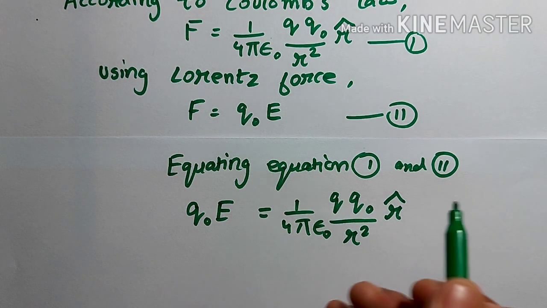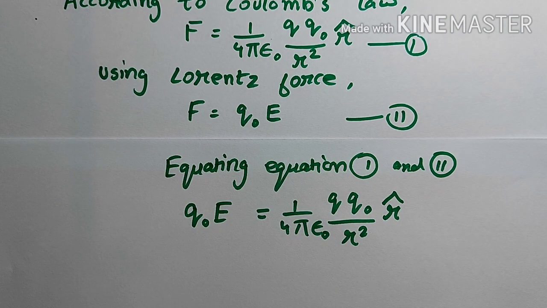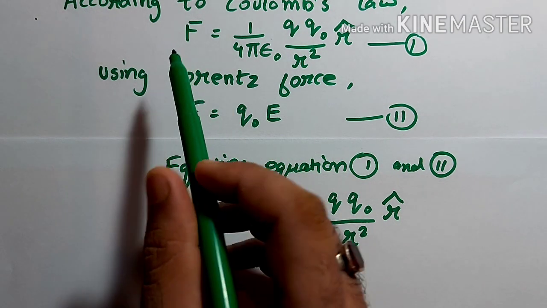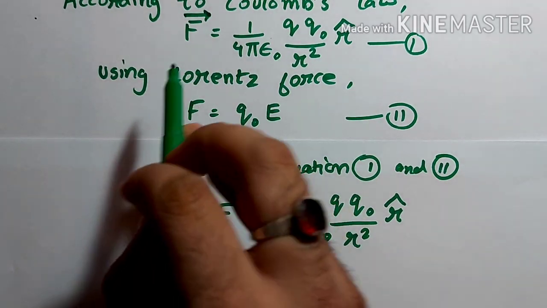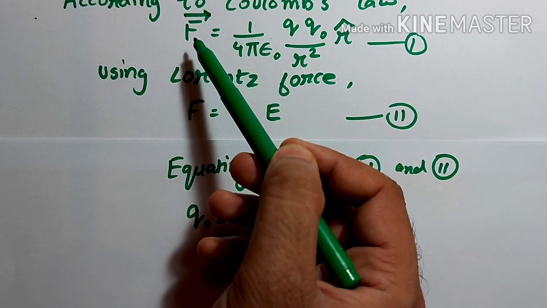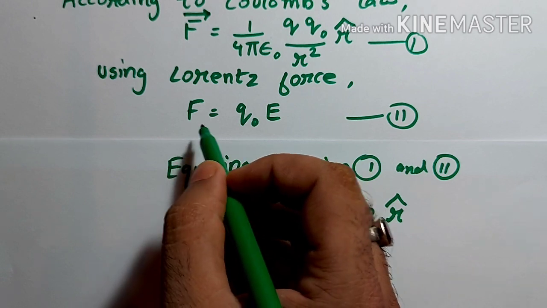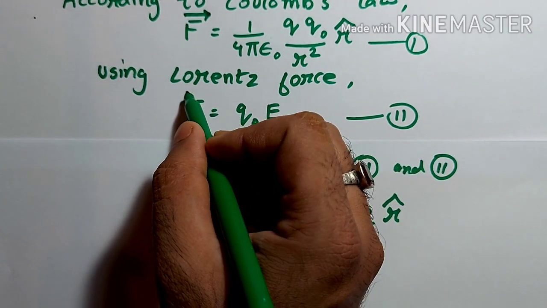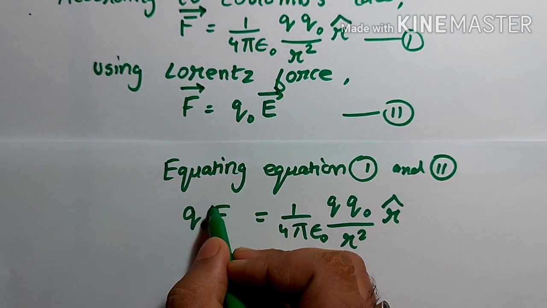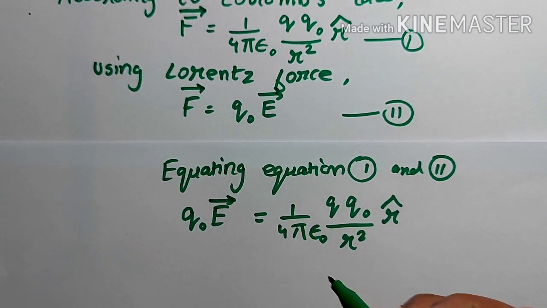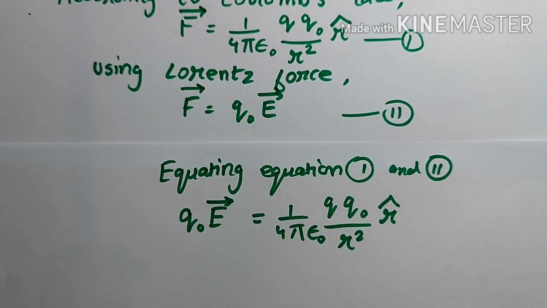Now, as we know that force is a vector and I have used a unit vector, I must write a vector sign over there. Hence, using Lorentz force, F is equal to q naught E. Similarly, I will use the vector sign. I'll just get q naught E is equal to 1 by 4 pi epsilon naught q q naught by r square into unit vector r cap.